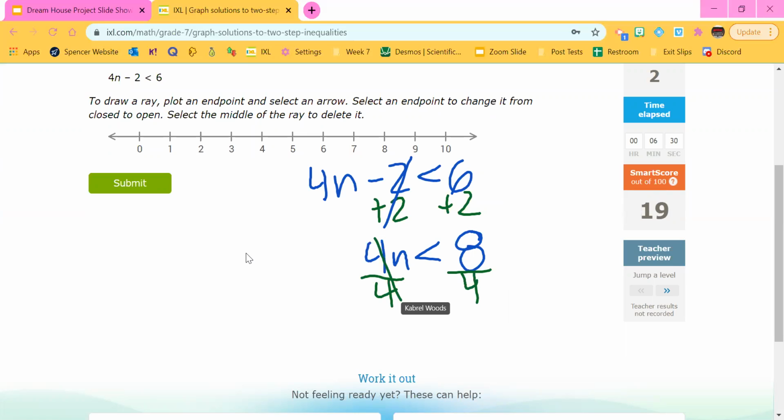And we are left with n is less than 8 divided by 4, which gives us 2. And then Ms. Gross is going to have to graph it for us because I don't have the capability to do it right now. So again, if I click on it, that's a closed circle. That would mean it's equal to, and it's not. So I'm going to click it again, give us an open circle, and look at the direction it's pointing. It's pointing to the left. We're going to go to the left.